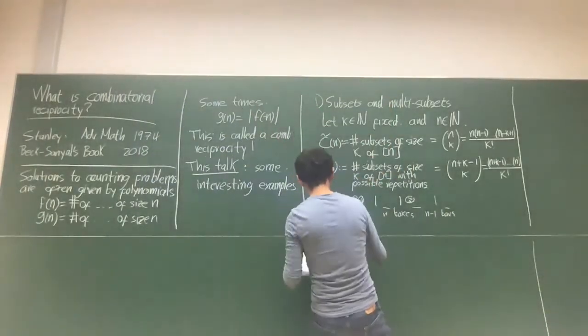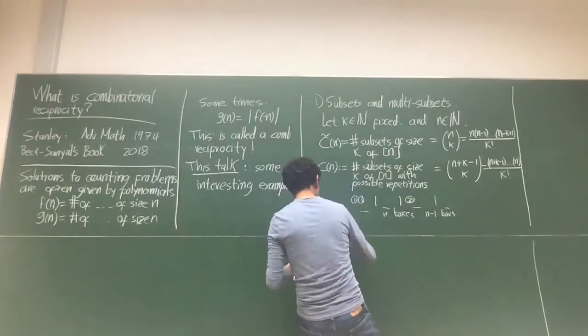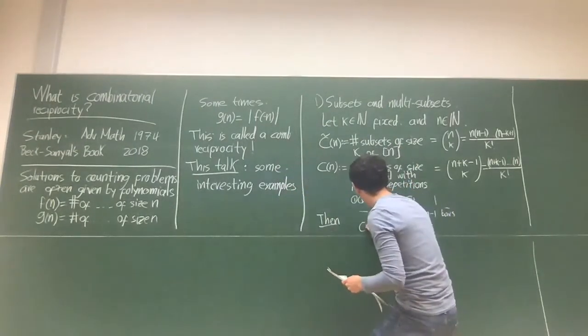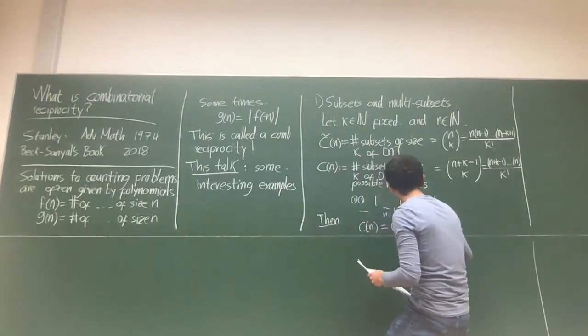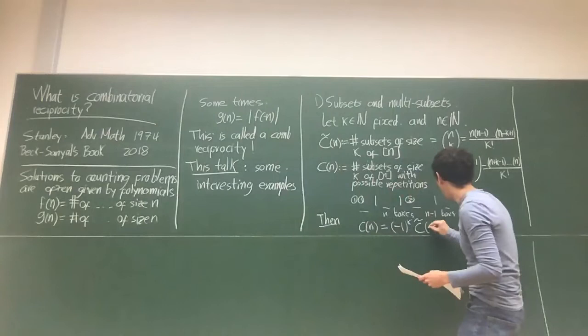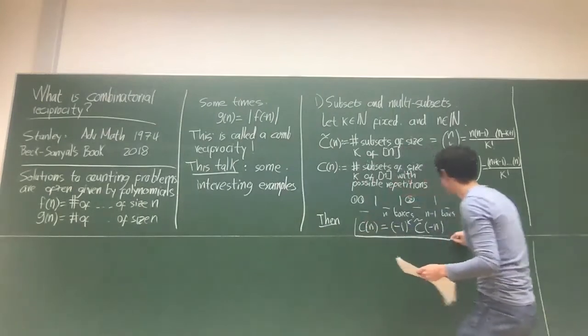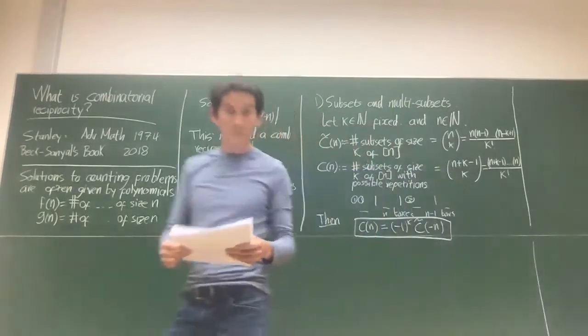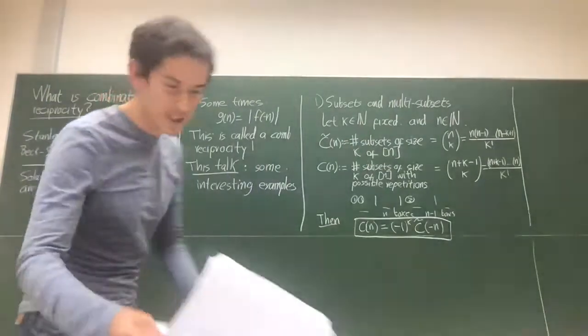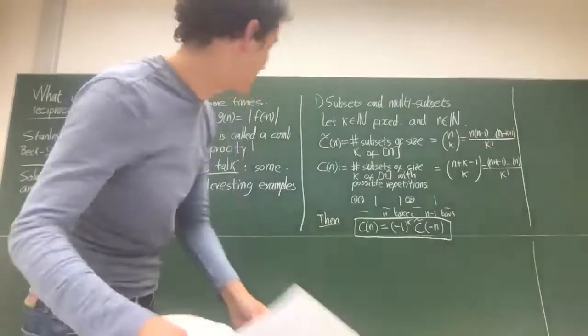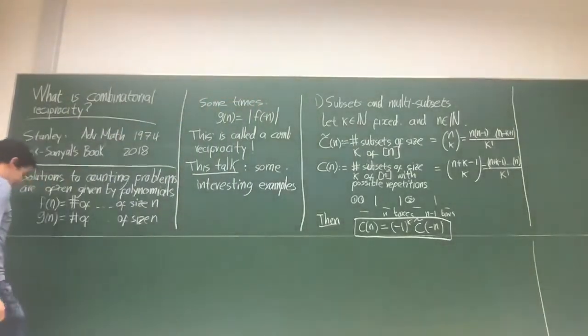So then we have that the count at negative n is equal to minus 1 to the k times the count at n. Is this clear? Excellent. So this was my first example. Let's go to the second one.